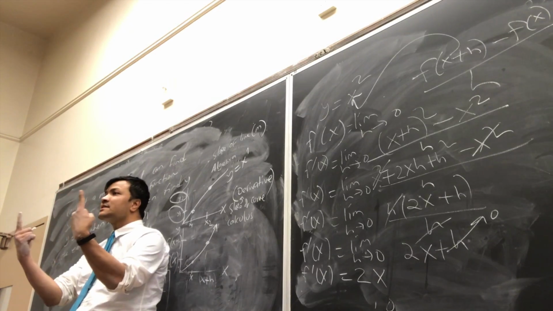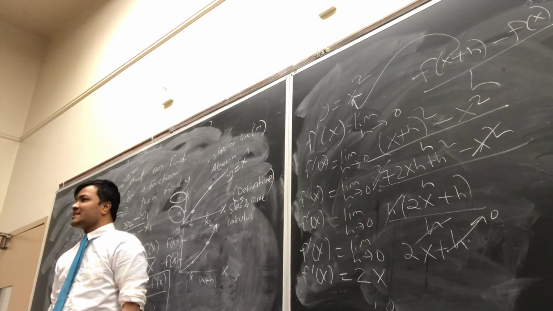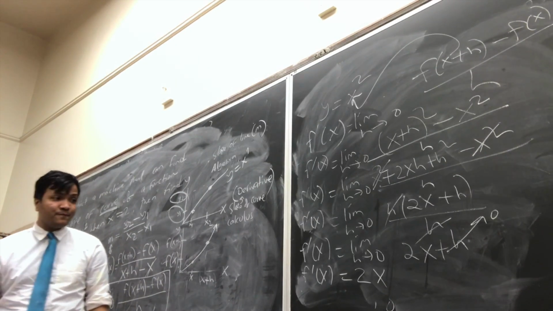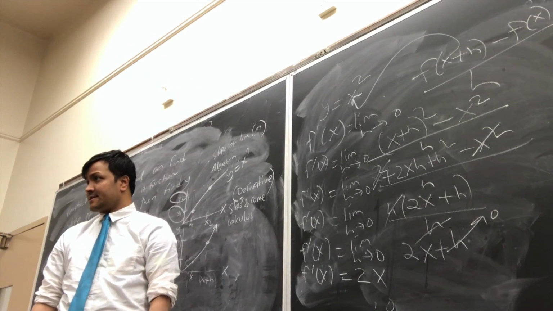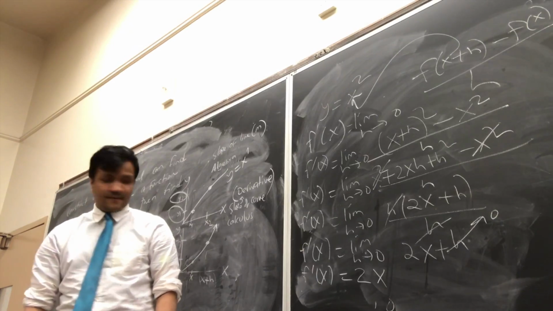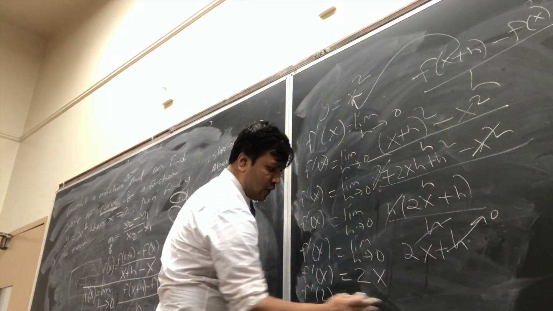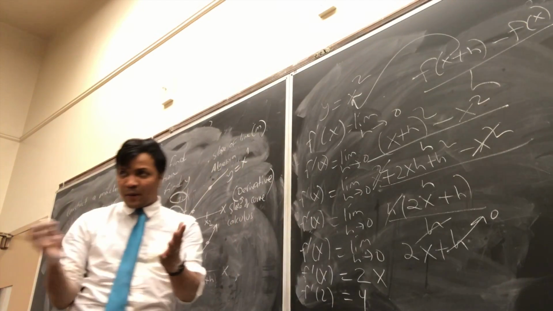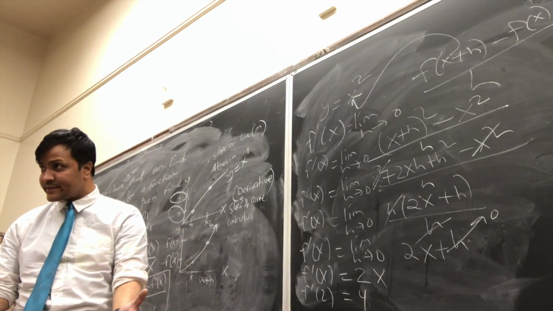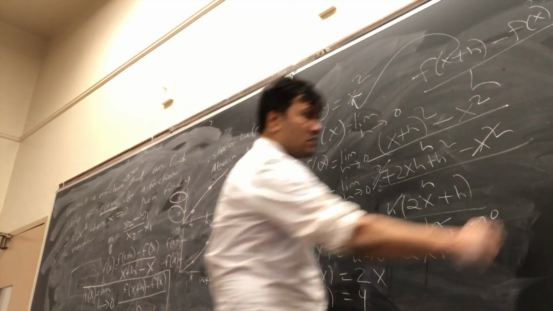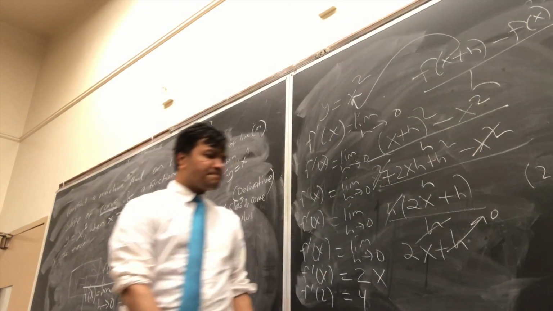Now, where do we try to find the slope? At what point? When x is 2. So how do we find it? And then what do you get? 4. So what are our two points? Two points make a line. What are the two points? 2 comma 4.